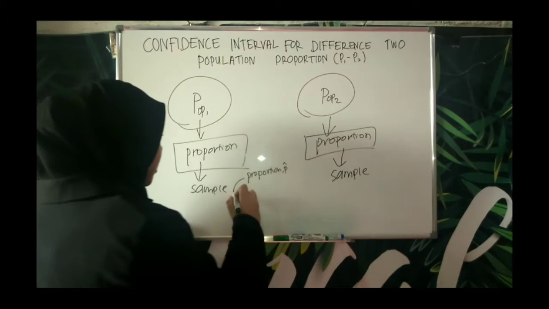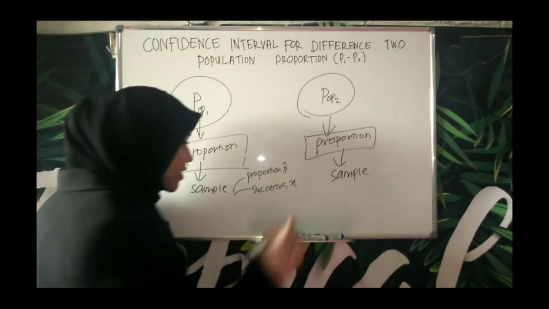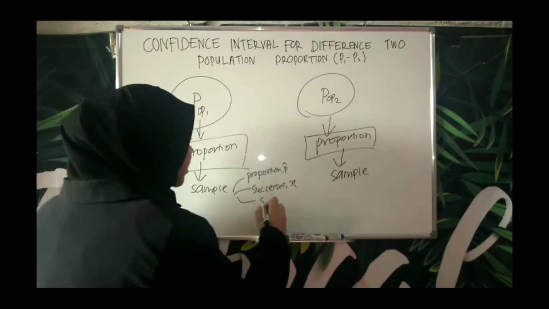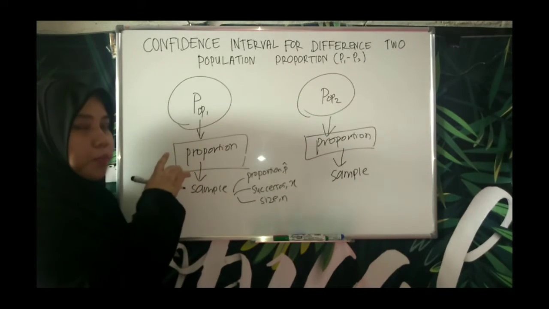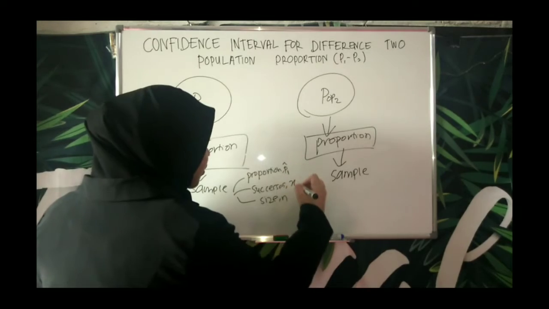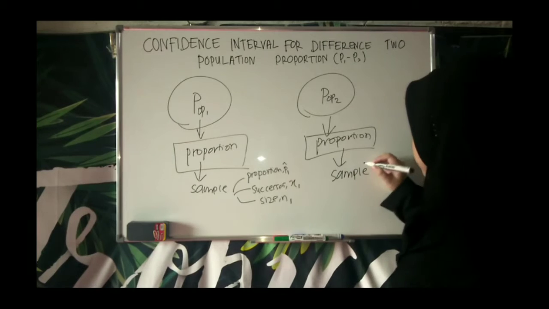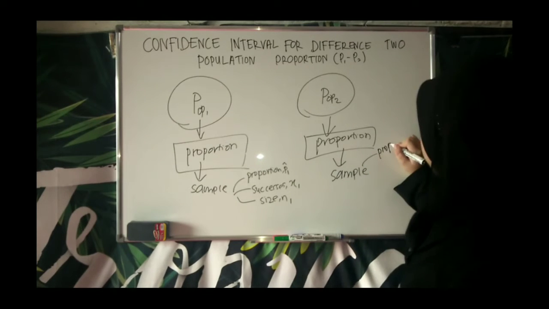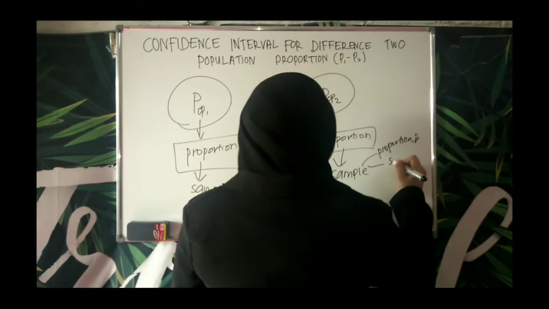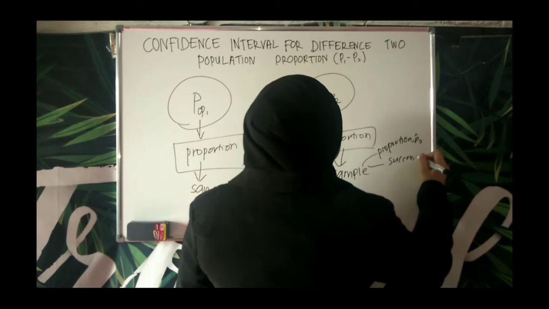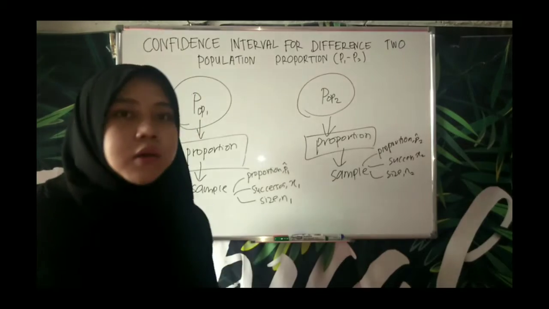p hat, the number of successes, X, and the size, N. So this is the first population. The same thing goes for the second population: we have a proportion, the number of successes, X2, and the size.